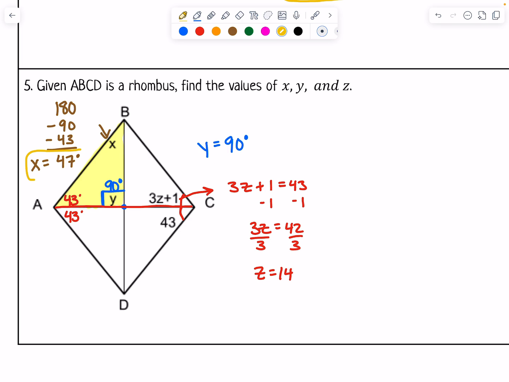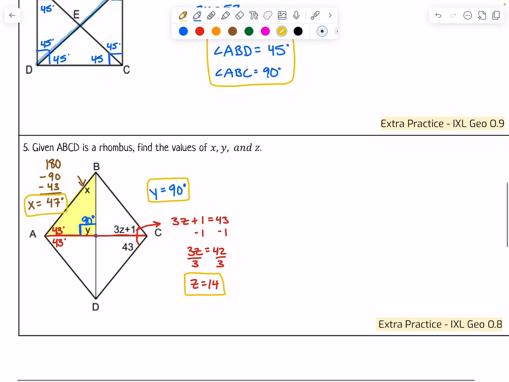We have x is 47, we have y is 90, and we have z is 14. So that is it for practice quiz number 1.